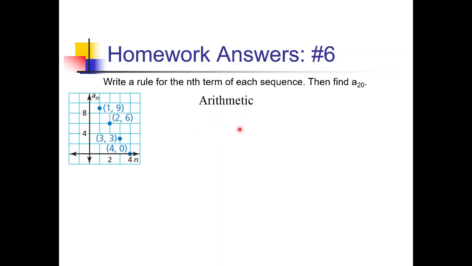A sub n equals a sub 1 plus d times n minus 1. The a sub 1 value, that's what term 1 is, the y value specifically. So we have 1 comma 9, meaning 9 is my a1. For the d value, just take two consecutive y values and subtract them. So we've got 6 minus 9, and that gives us a d value of negative 3. Another way of thinking about the d value is basically it's the slope. We're going down 3 over 1, so negative 3.